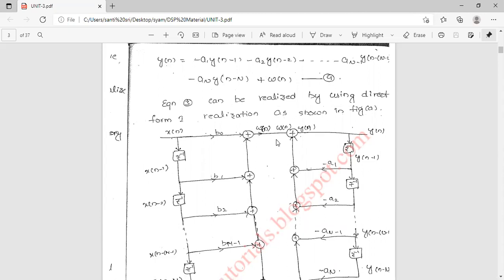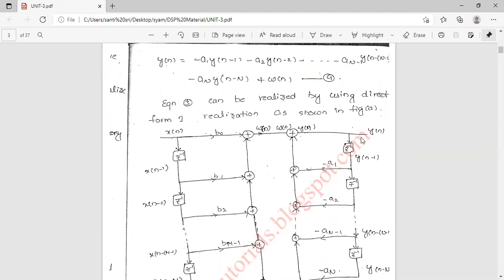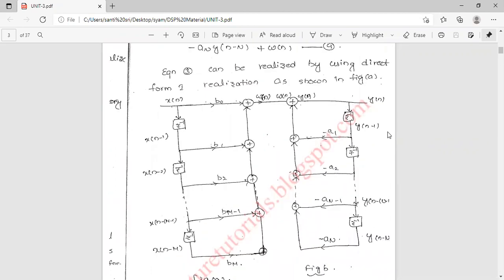This w of n will be added to minus a1 into y of n minus 1, plus minus a2 into y of n minus 2, plus minus a n minus 1 into y of n minus n minus 1, up to minus an into y of n minus n. Okay, so all will be summed and it will be equal to y of n. Like this in direct form 1, we can arrange it. This is called direct form 1.